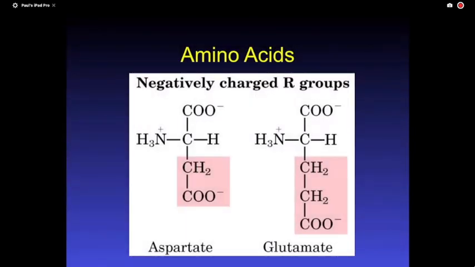Negatively charged R groups. Here is a problem when we look at this. It is negatively charged, yes, but it also has a positive charge and another negative charge. What we're talking about is the negatively charged group on the R group. The functional group that we're showing in the R group, what is that functional group?